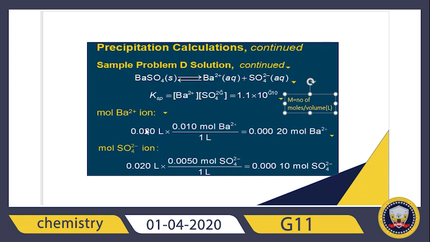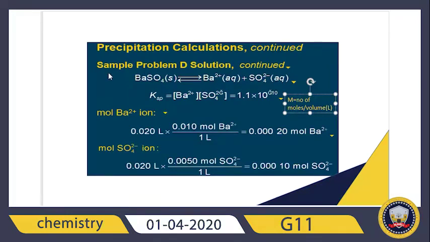Moles of barium ion is equal to 0.020 liter multiplied by 0.010 mole of barium ion, and will be equal to this value. Okay, what about the sulfate ion? It will be the same, guys. Number of moles for sulfate ion is equal to what? Volume multiplied by the molarity, and will be equal to this value. So now we have the number of moles for each of these ions, for the barium and for the sulfate ion.